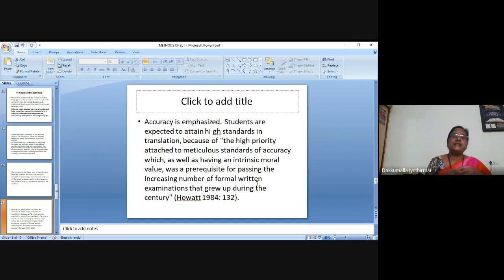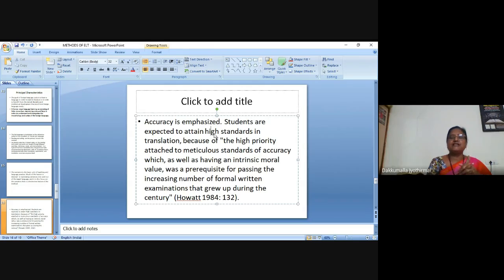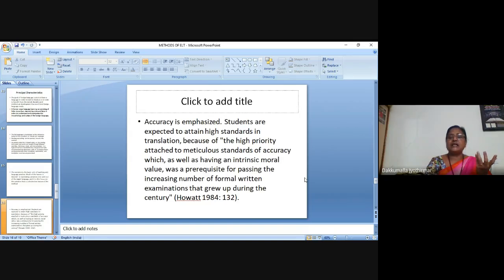And in this method, accuracy is emphasized very much. Students are expected to attain high standards in translation because of the high priority attached to meticulous standards of accuracy. Students are expected to learn the language accurately and meticulously, so as to cope with the formal written examinations.